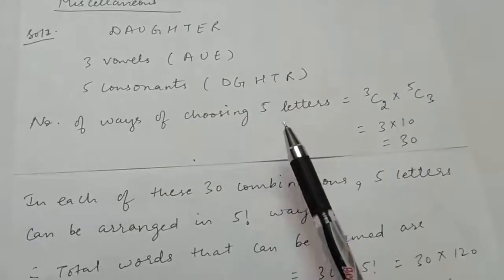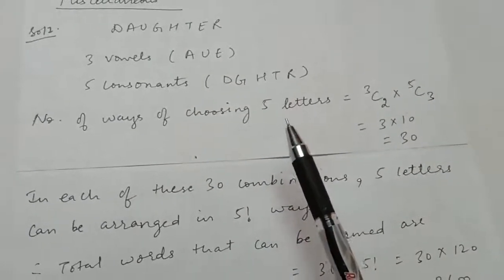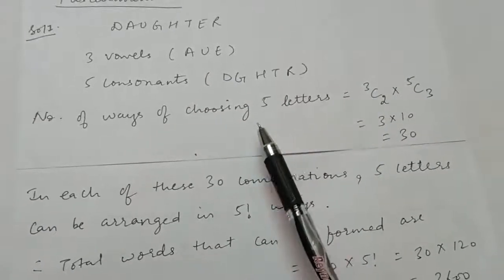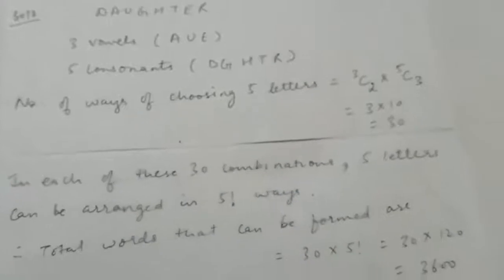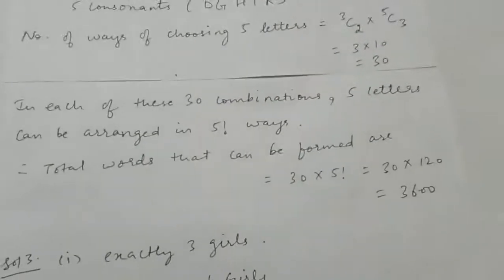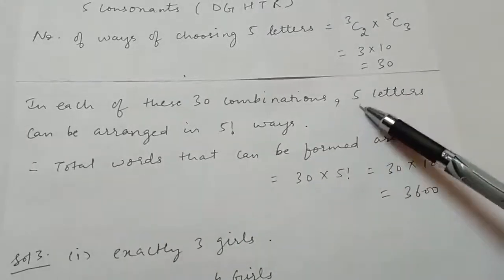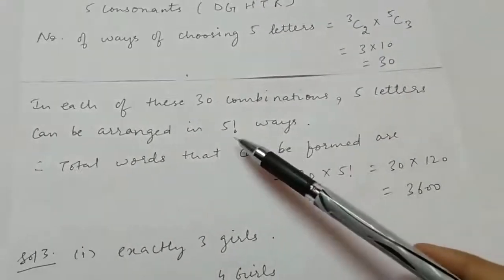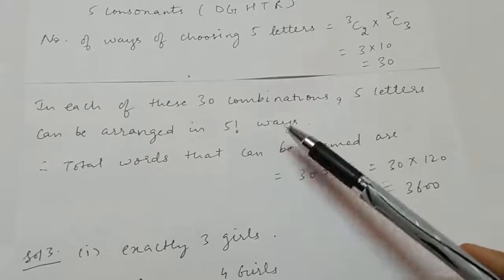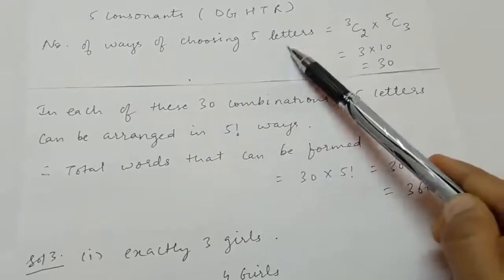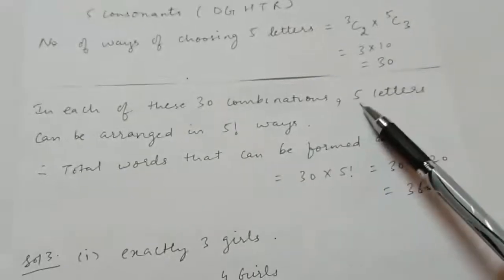But see, we do not have to just select the letters, but we want to make the words. Therefore, we have to arrange these 5 letters to make the words. Now, for each of these 30 combinations which we got, these 5 letters can be arranged in 5 factorial ways, right? For each of these combinations in which we have selected 5 letters, the selected 5 letters can be arranged in 5 factorial ways.